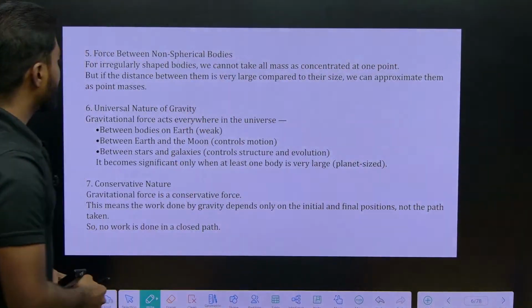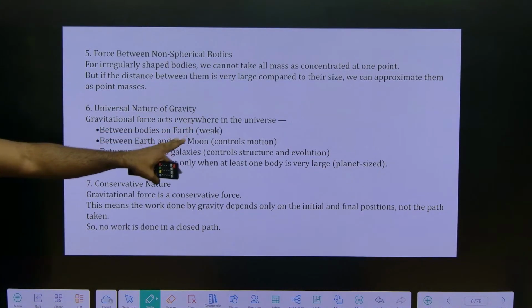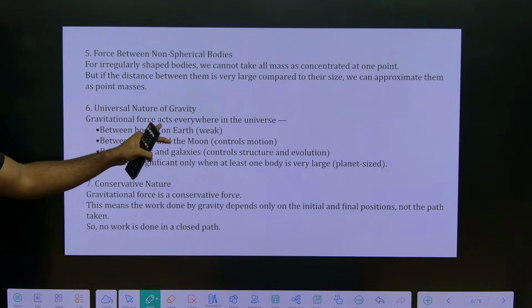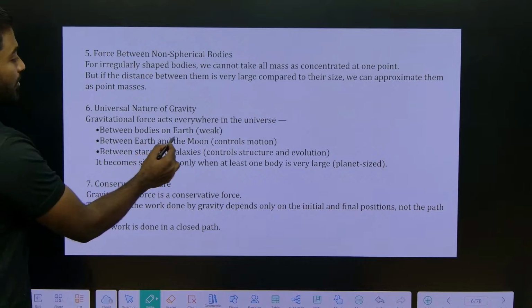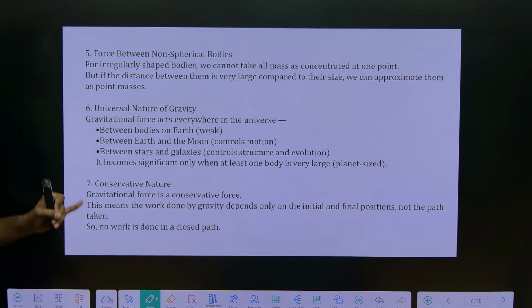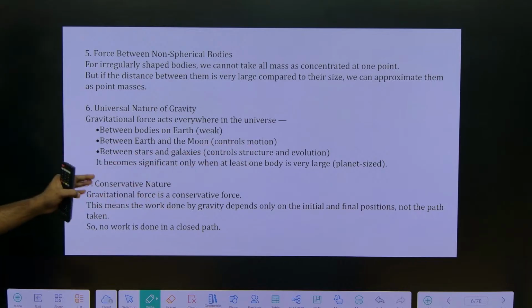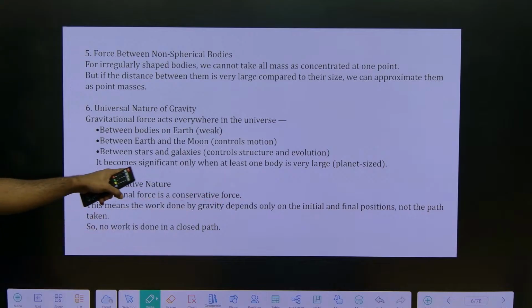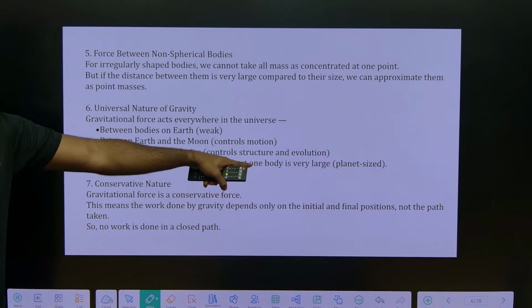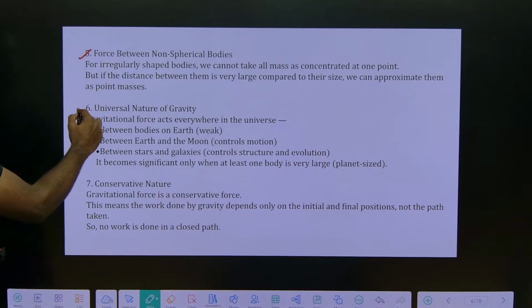Okay. Next one is the universal nature of gravity. So, gravitational force acts everywhere in the universe. When we talk about the first one, between bodies on earth it is weak. Second, between earth and the moon, it controls motion, and between stars and galaxies, it controls structure and evolution. It becomes significant only when at least one body is very large. Okay. So, that is the sixth point.